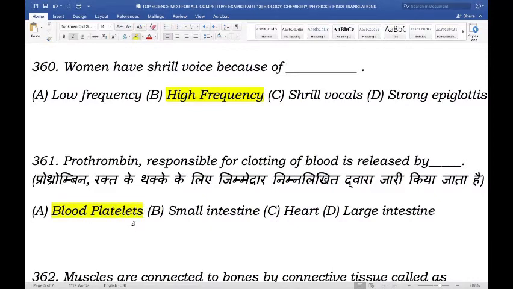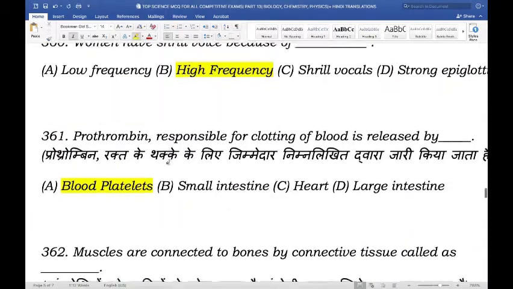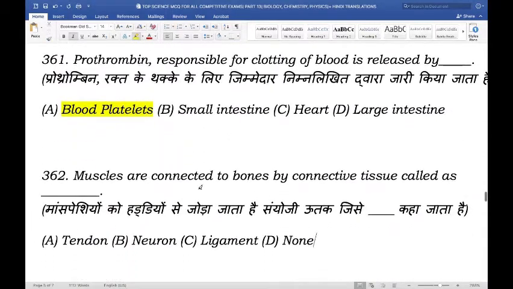Prothrombin is a protein made by the liver. It is one of the several substances known as coagulation factors. The plasma protein, which is converted into thrombin in the presence of thromboplastin, is released by platelets at the site of injury.